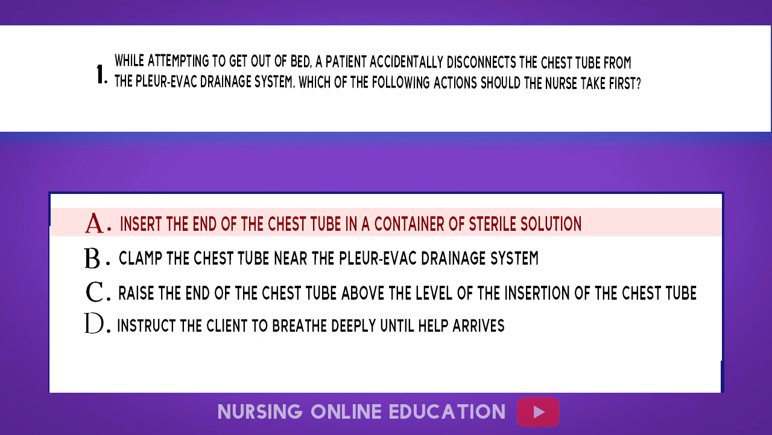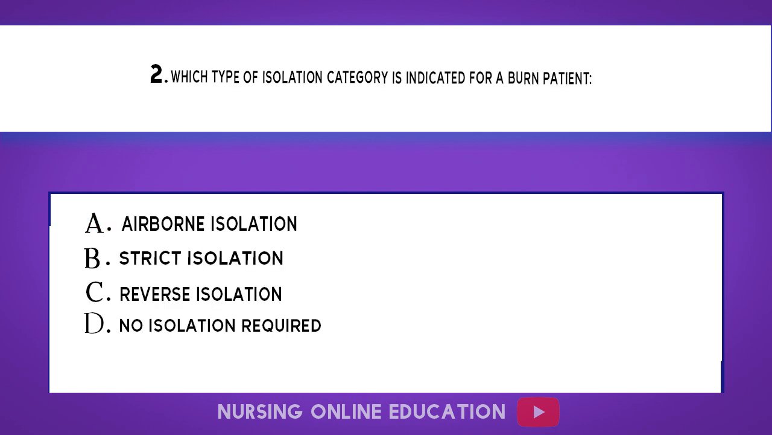The answer is option A. Insert the end of the chest tube in a container of sterile solution. 2. Which type of isolation category is indicated for a burn patient? A. Airborne isolation. B. Strict isolation. C. Reverse isolation. D. No isolation required.